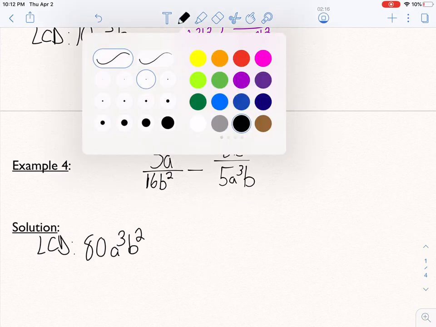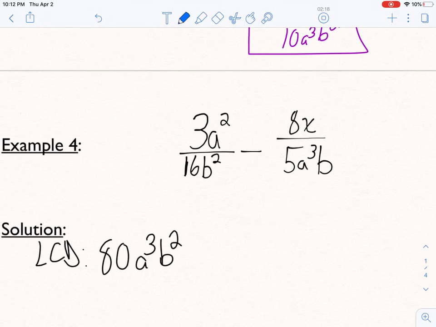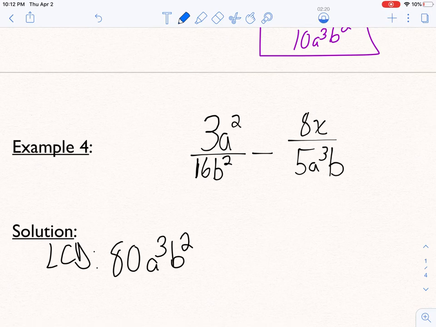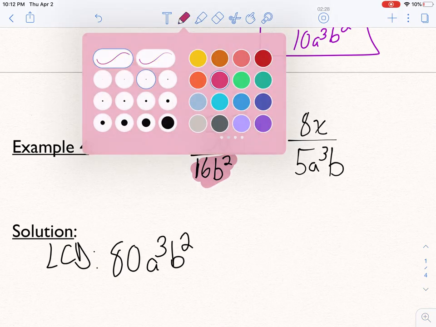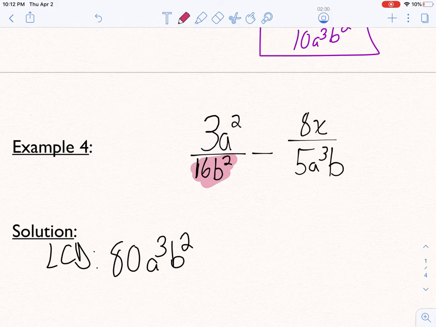So when I'm trying to figure out how to get my denominators the same, well, how do I get from 16b squared to 80a to the third b squared? Well, I need to multiply by 5, so I do that on top and bottom. I need a to the third because I'm missing that, and I already have the b squared covered.